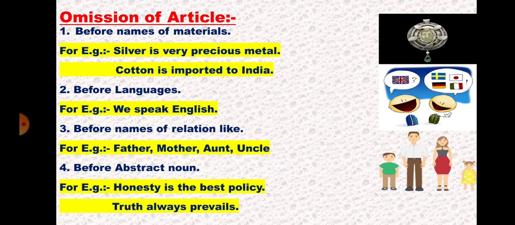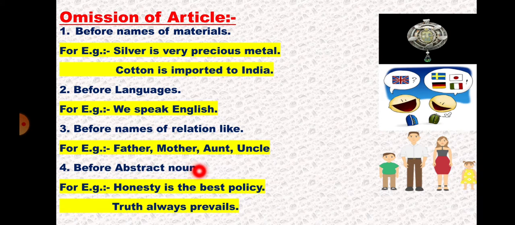Before languages. For example, we speak English. So here English is a language. So before that also we are not using any articles. Before names of relations like father, mother, aunt, uncle. So when we are talking about relations, before that also we will not use any articles.